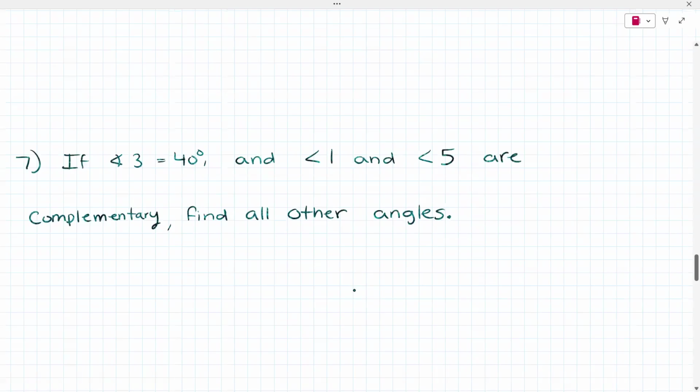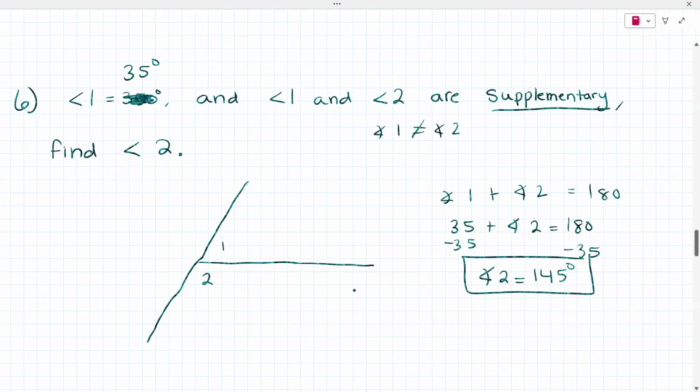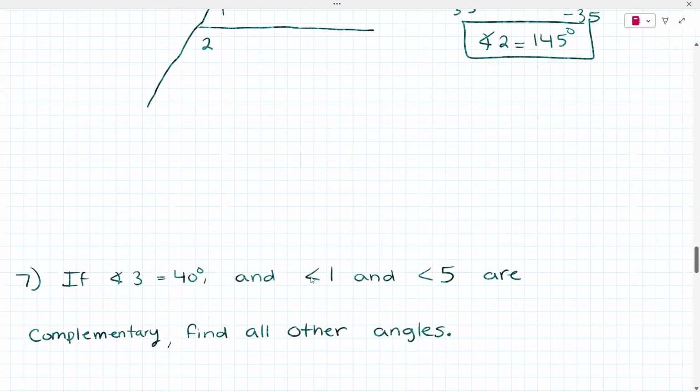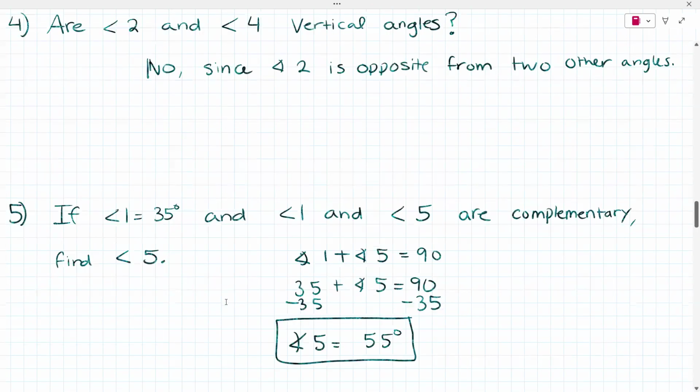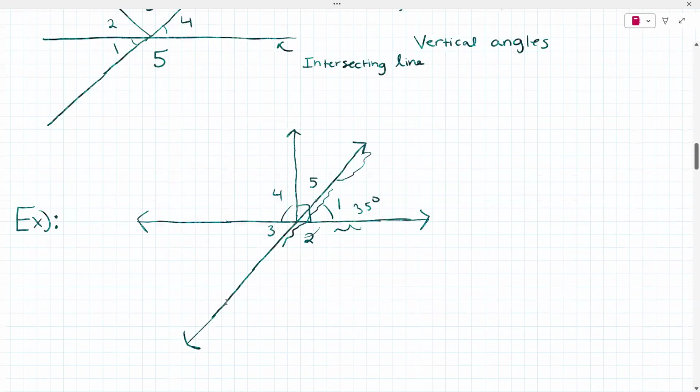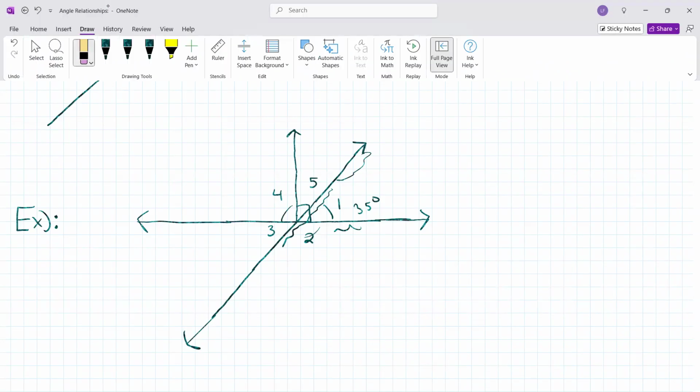Okay, 7. If angle 3 is 40 degrees and angle 1 and angle 5 are complementary, find all other angles. Okay, so if angle 3 is 40 degrees, what I think they want is, they don't want this image, they want to go back to this image right here.